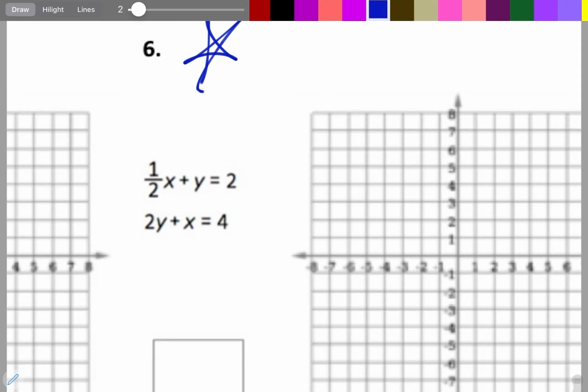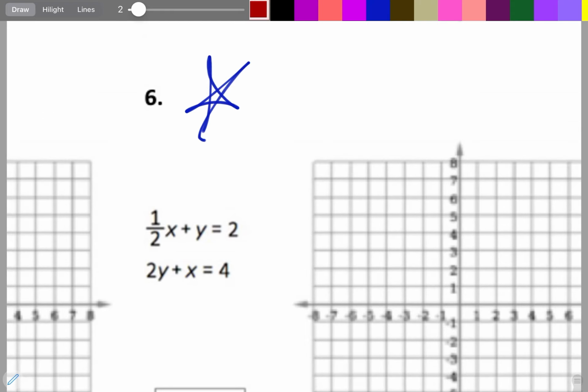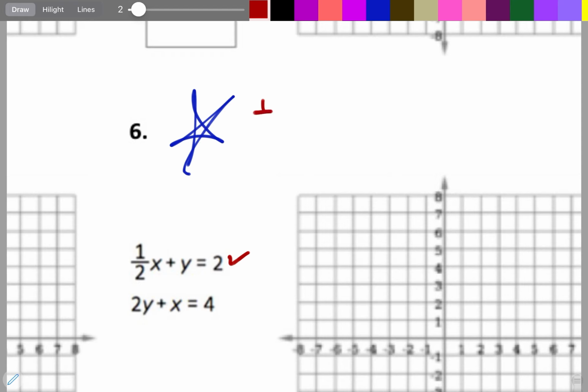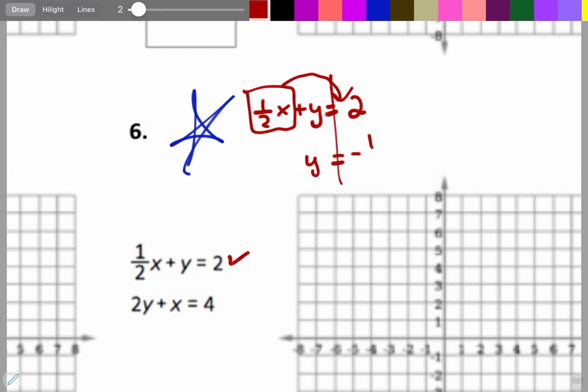For number 6, we don't have y by itself. Let's make this one red. I'll put the work up here. 1/2 x plus y equals 2. We're going to pick up this 1/2 x and move it to the other side. What happens when it goes to the other side is it becomes negative 1/2 x. And the positive 2 is going to stay over there as is.